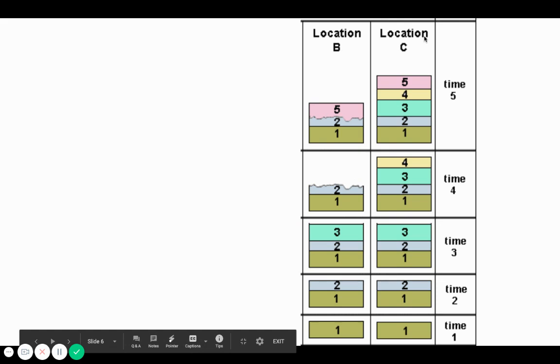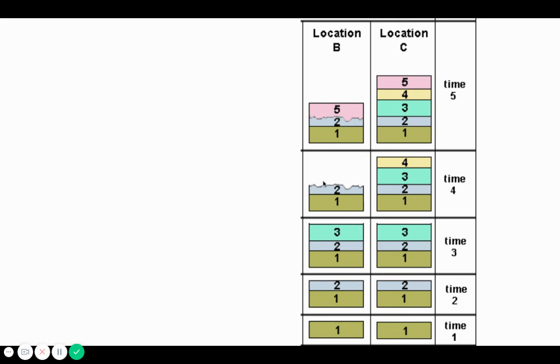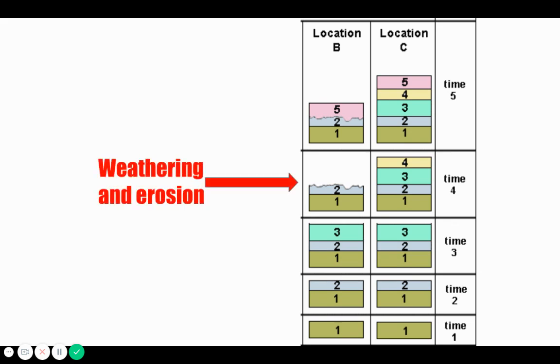Looking at location B and C, we see something similar. So for time 1, 2, and 3, different layers of rock accumulated. But then at time 4, something was different about the environment in location B that caused erosion and weathering to occur. It eroded layer 3 and prevented layer 4 from forming. Whatever that source of weathering and erosion was, it stopped. And then at time 5, layer 5 formed in both location B and C. But location B has an unconformity between layer 2 and 5, where those rock layers are missing.